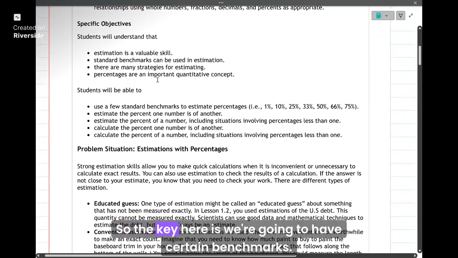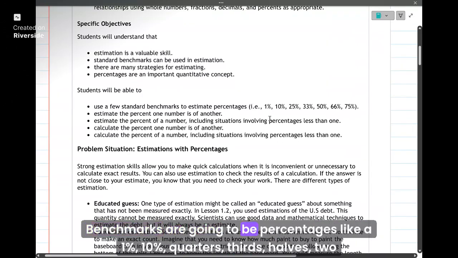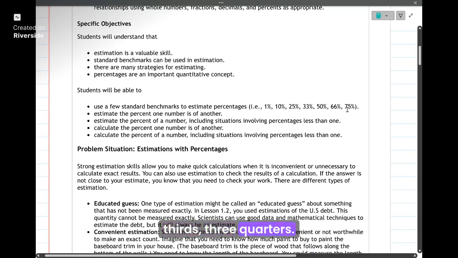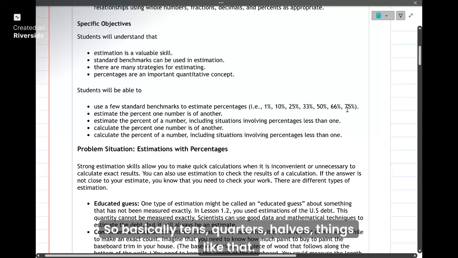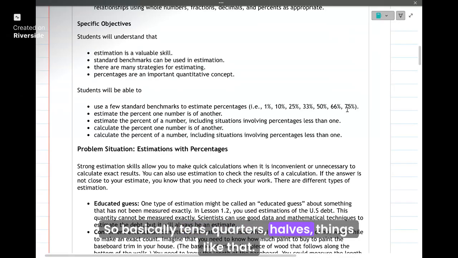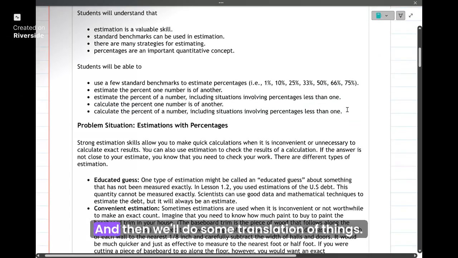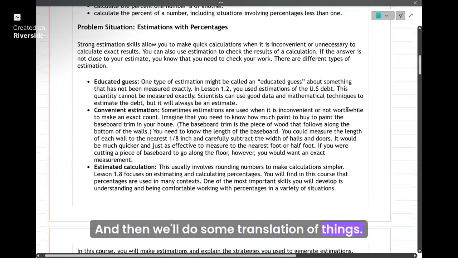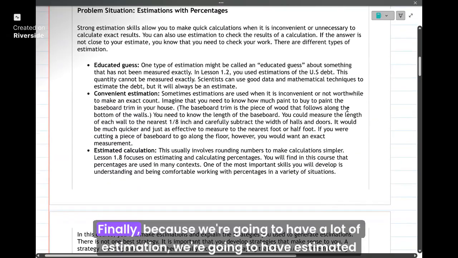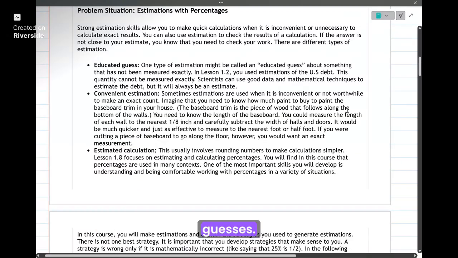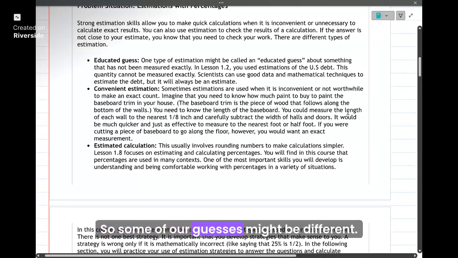So the key here is we're going to have certain benchmarks. Benchmarks are going to be percentages like 1%, 10%, quarters, thirds, halves, 2/3, 3/4. So basically tens, quarters, halves, things like that. And then we'll do some translation of things. Finally, because we're going to have a lot of estimation, we're going to have estimated guesses. So some of our guesses might be different, but they can still be good guesses.